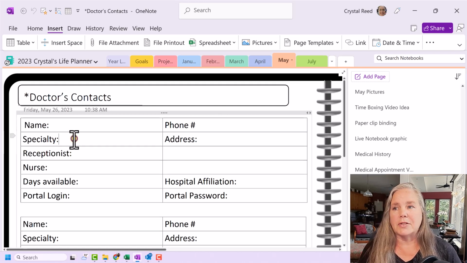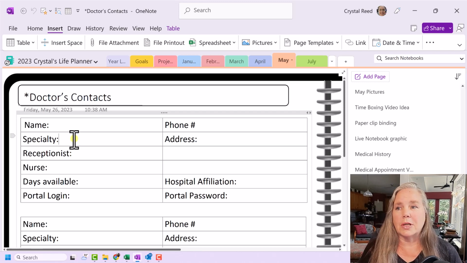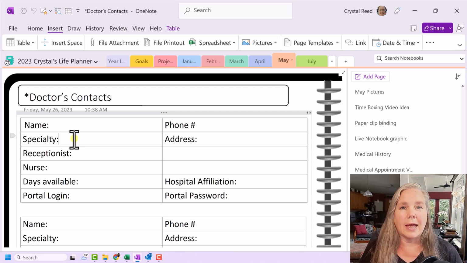And then I have a place for their specialty, whether they are general practitioners, internists, cardiologists, OBGYN, all of those kinds of things. You could also put your optometrist or ophthalmologist on here. You could put your dentist on here, any doctor that you might need to see.